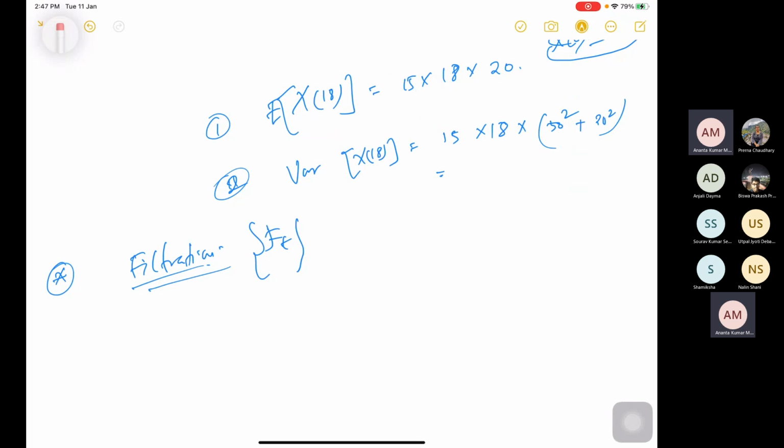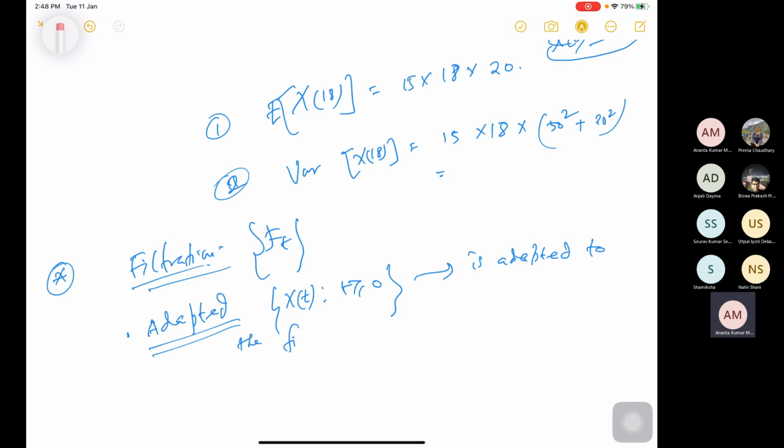Increasing family of sigma algebra, and we say that there is a concept called adapted. So Xt is a stochastic process and Ft is a given filtration. We say that Xt is adapted to the filtration Ft if Xt is Ft measurable.